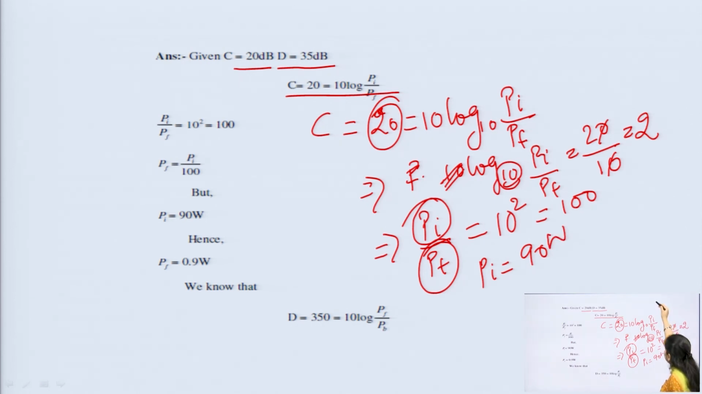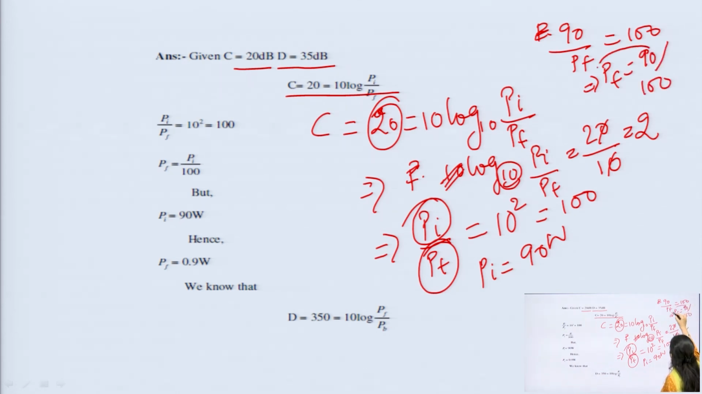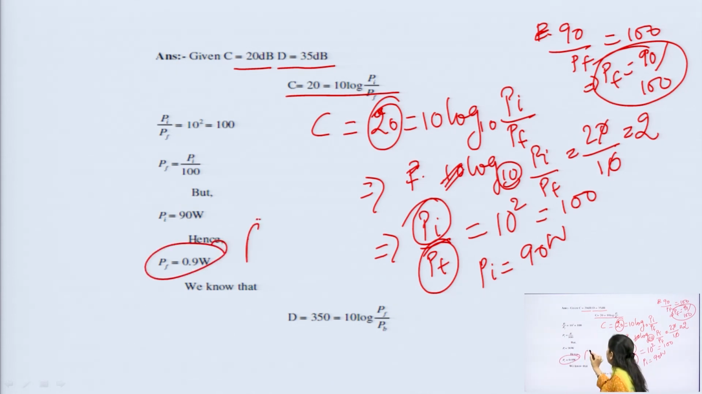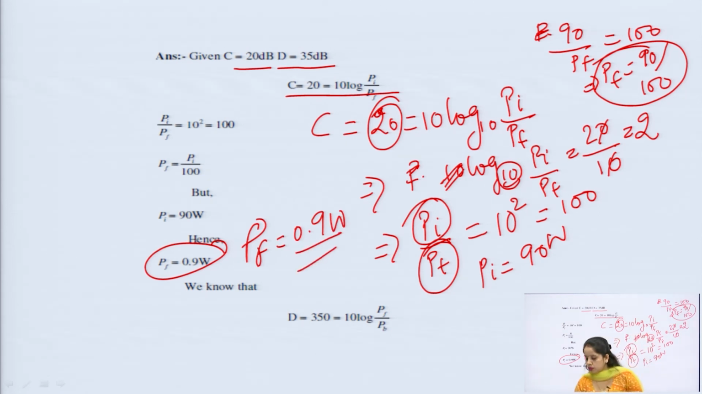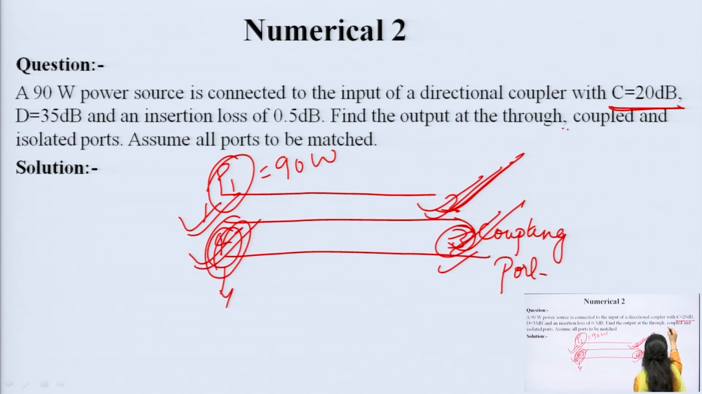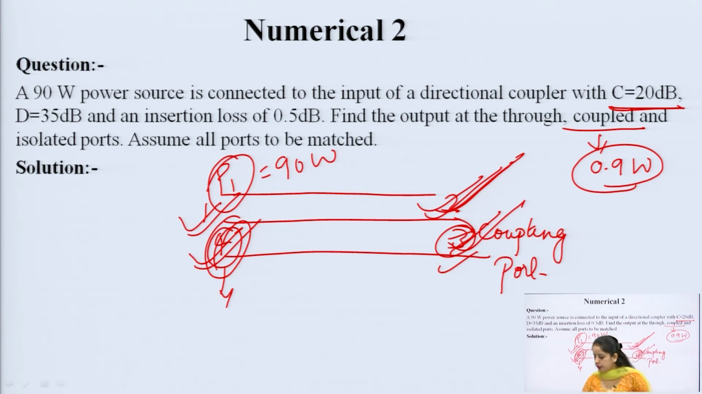And so what we are going to have? Pi upon Pf is equal to 100, with Pi equal to 90. So, if we want to have the Pf, we will have 90 upon 100. Now, you are able to get it, 90 upon 100 is equal to 0.9 watt, which we are getting here. So, coupled output is equal to 0.9 watt. So, I am writing here coupled output 0.9 watt.